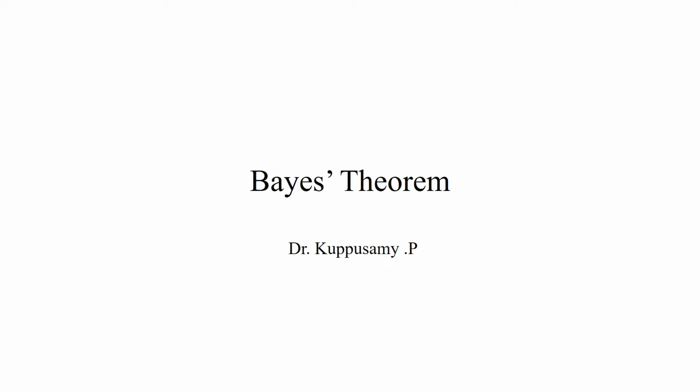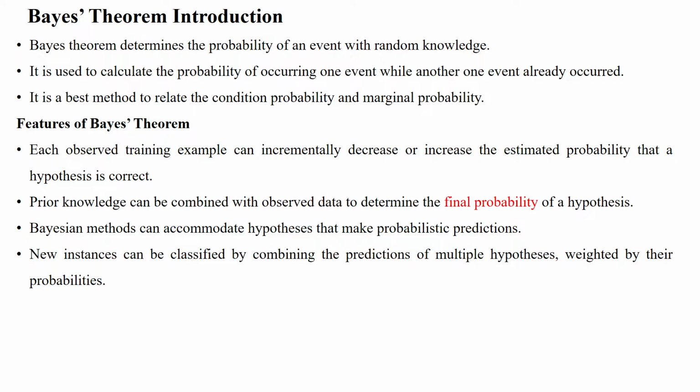Hi viewers, here we will discuss the introduction of Bayes theorem. Bayes theorem is used to calculate the probability of an event with random knowledge, which is used to calculate the conditional probability, relating the marginal probability and conditional probability.